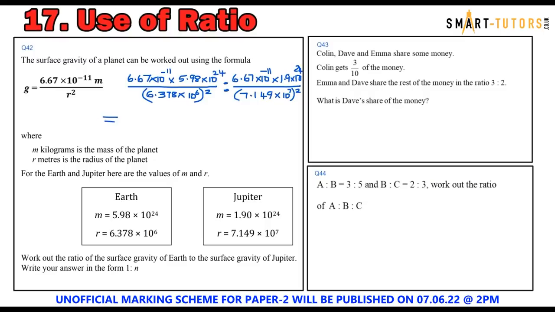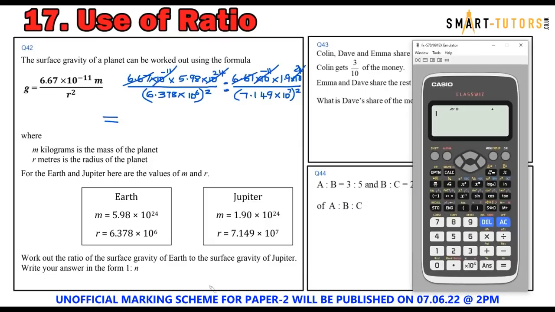So now what we want to do is, the 6.7 needs to cancel each other. 10 to the power minus 11 and 10 to the power minus 11, 10 to the power 24 and 10 to the power 24 cancel each other, right? So we can find out the answer for 5.98.